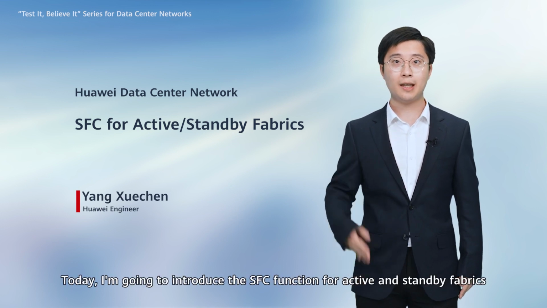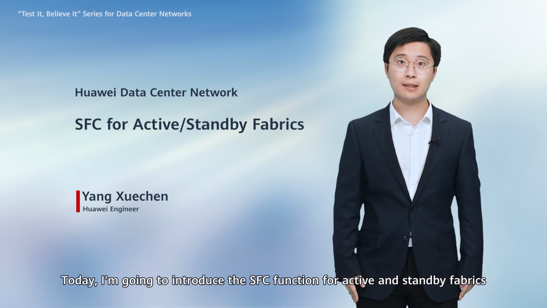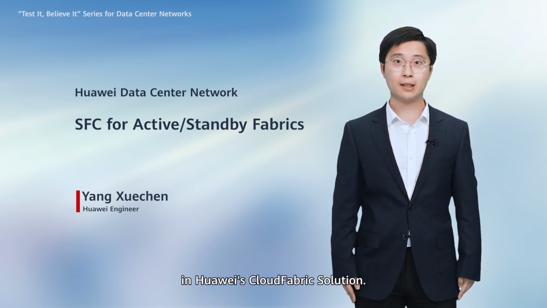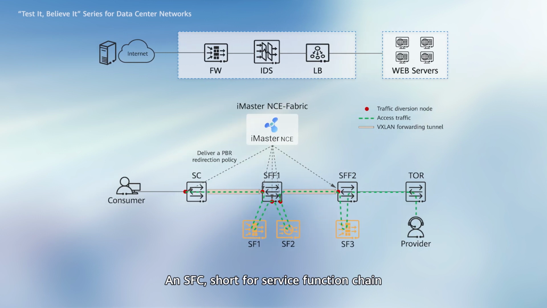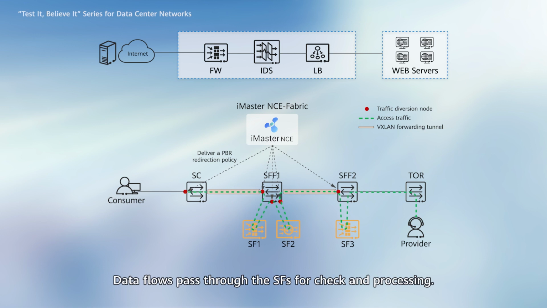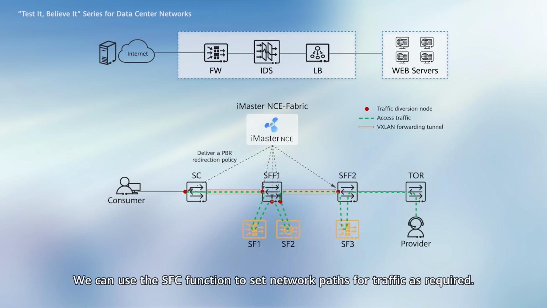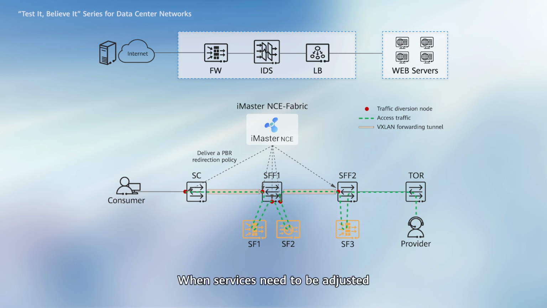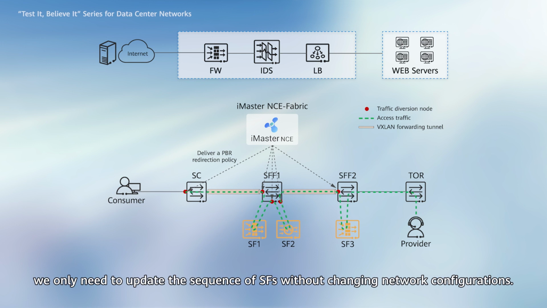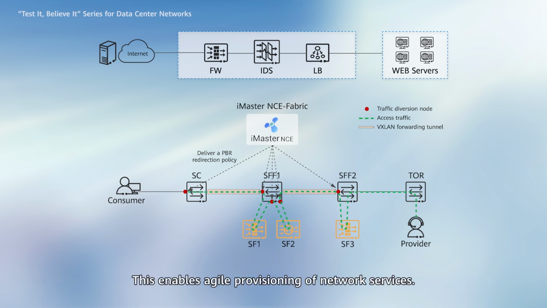Today, I'm going to introduce the SFC function for reactive and standby fabrics in Huawei's Cloud Fabric solution. An SFC, short for Service Function Chain, logically connects service functions, or SFs, providing an ordered service set. Data flows pass through the SFs for check and processing. We can use the SFC function to set network paths for traffic as required. When services need to be adjusted, we only need to update the sequence of SFs without changing network configurations. This enables agile provisioning of network services.